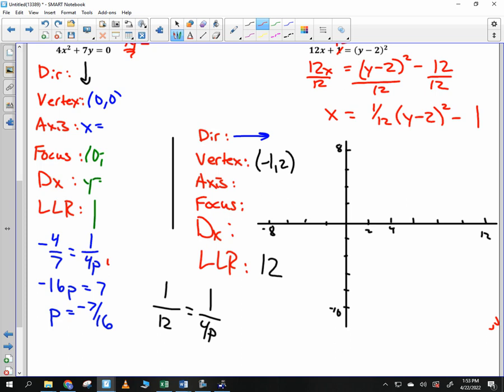All right, so I'm going to plot my vertex. We're almost done with this. Whoop, that's not the vertex. Back 1 and up 2. You were going to say what, Trey? Exactly. So back 1 and up 2. Axis of symmetry. Tell me something about it. Is it going to go horizontal or vertical?